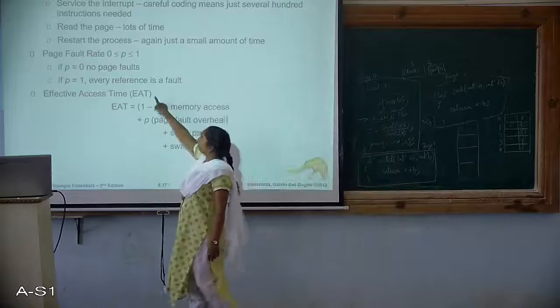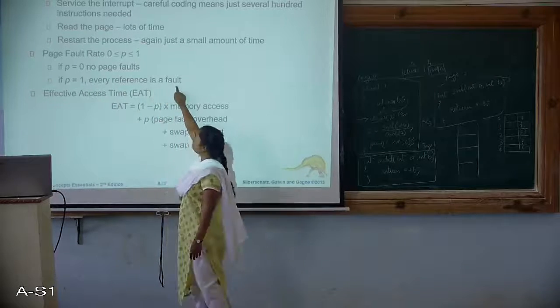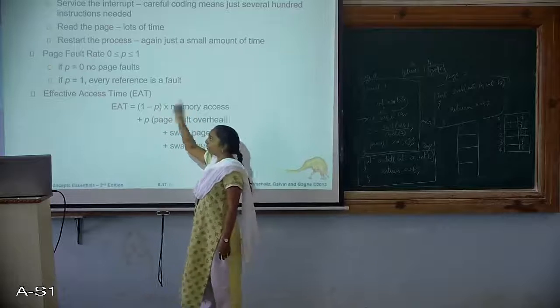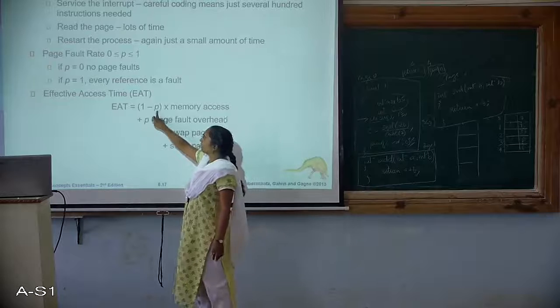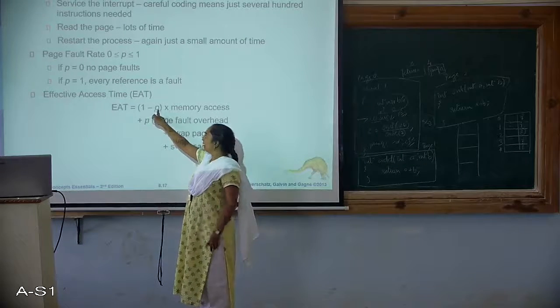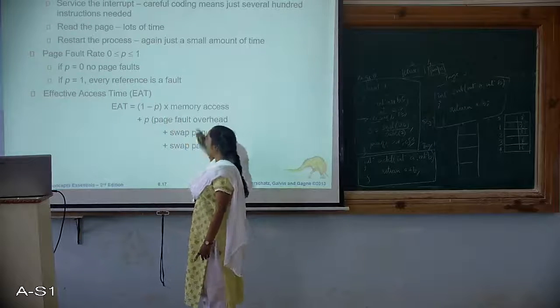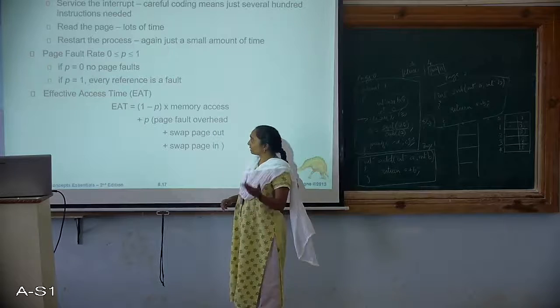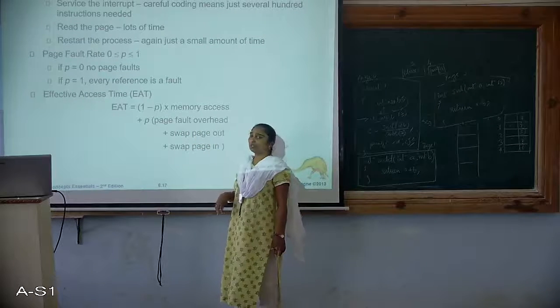So every page reference is a fault. So if P is 1, every reference is a page fault. So what is the effective access time here? EAT is (1 minus P) times memory access time plus P times page fault overhead. Why 1 minus P? The total probability of page faults can be 1, but the fraction of page faults occurred is P. So 1 minus P into memory access time, so that many times you access the memory, plus P into page fault overhead.